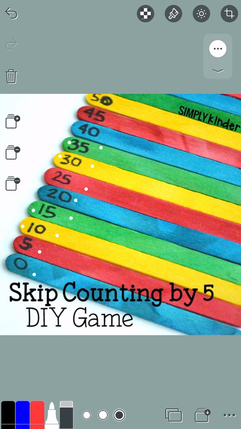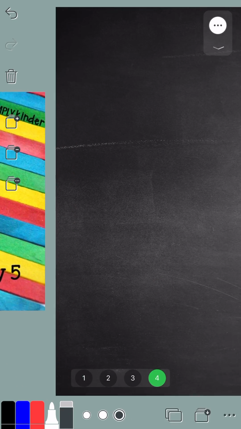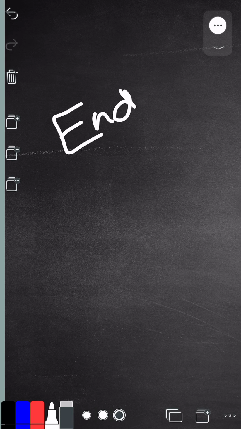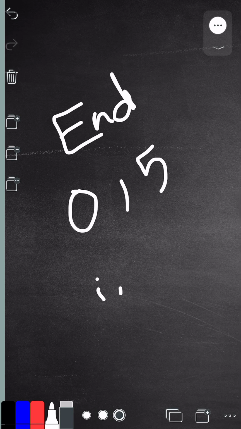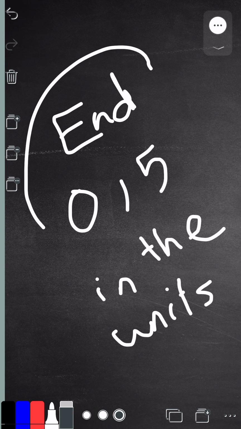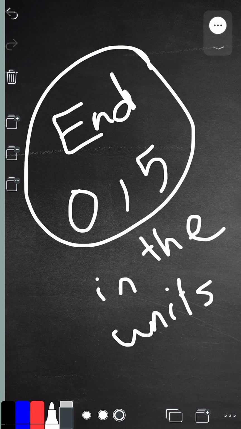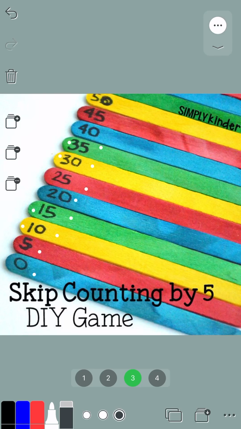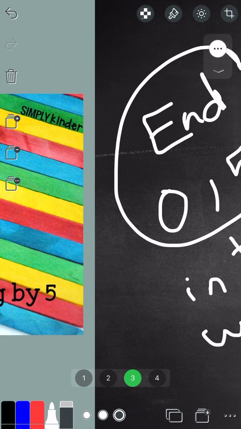So multiples of 5 always end in 0 or 5 in the units, or in the ones. Multiples of 5 always end in 0 or 5. This is how you identify multiples of 5. Let's take an example now.